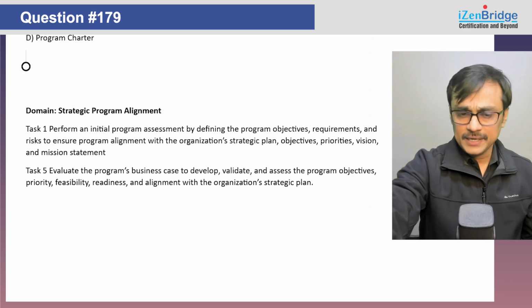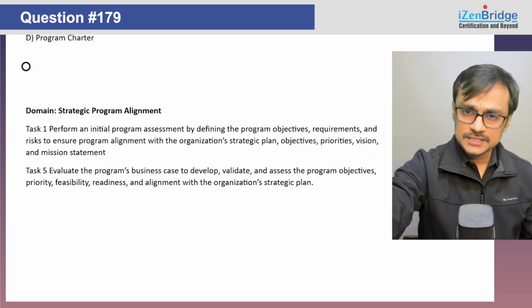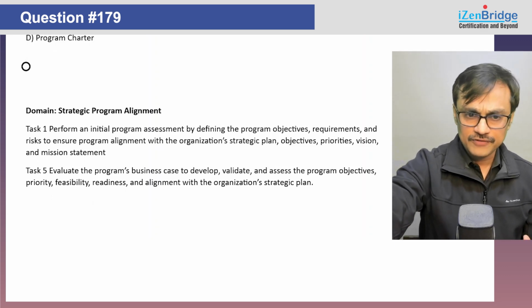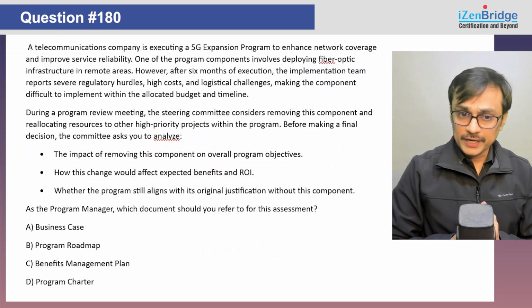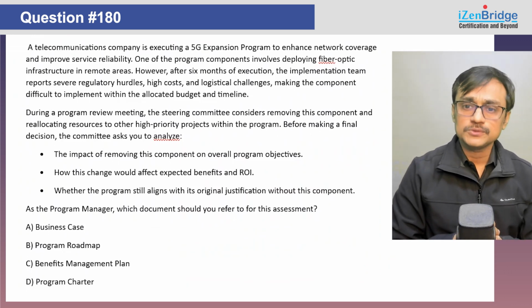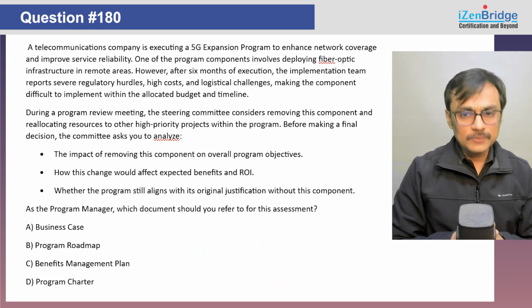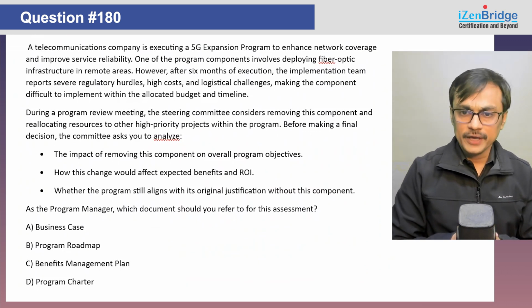So it's strategic alignment, task 1, focusing on initial assessment and evaluating the business case, which is also strategic alignment, task 5. Question number 180. A telecommunication company is executing a 5G expansion program to enhance network coverage and improve service reliability. One of the program components involves deploying fiber optics infrastructure in a remote area.